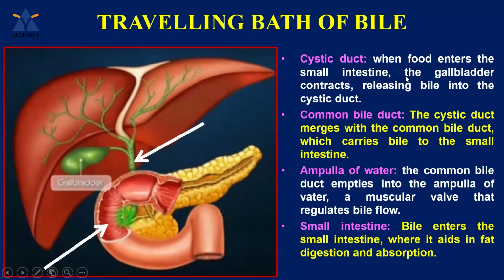Then there is the cystic duct. When food enters the small intestine, the gallbladder contracts and releases bile into the cystic duct. You can see here that bile is being released. Then the cystic duct merges with the common bile duct, which carries bile into the small intestine.